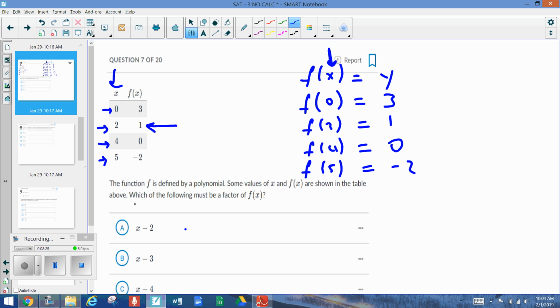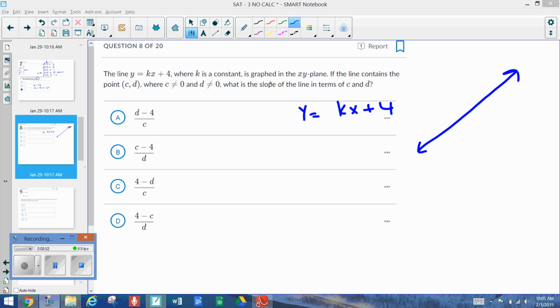So, which of the following must be a factor of f of x? Its answer is going to be this one, because the remainder is 0. F of 4.